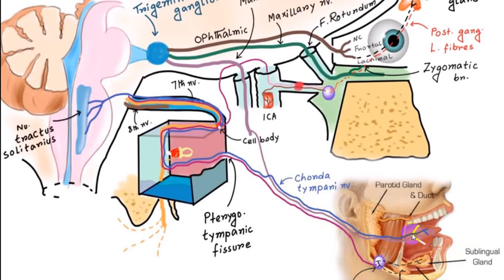So this will be the superior salivatory nucleus, and taste sensation of the anterior 2/3 of the tongue will be supplied by the chorda tympani branch, which is a branch of the 7th cranial nerve, and those fibers will end in the nucleus of tractus solitarius. So sensation will end in that nucleus tractus solitarius, and that taste sensation will then go and end in the cerebral cortex of the temporal lobe.